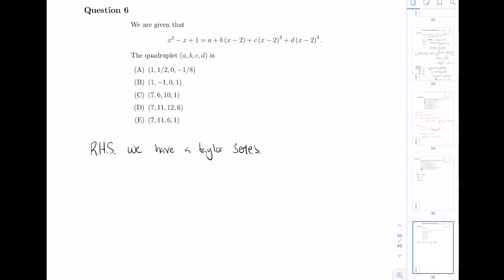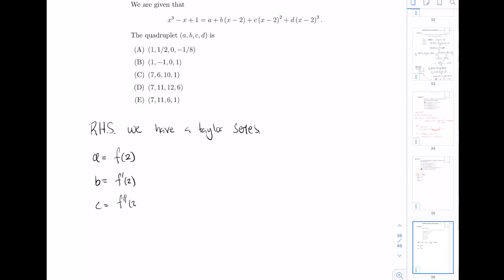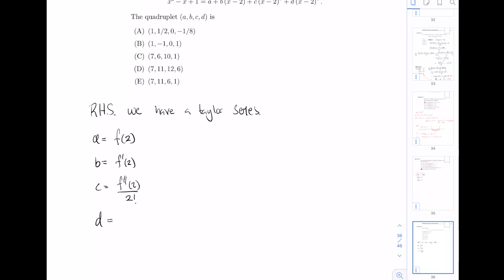So we're going to say that A is equal to f at 2. That's the constant term. Then B is equal to f prime at 2. Then we have C being equal to f double prime at 2 over 2 factorial, and D is equal to f triple prime at 2 over 3 factorial. Once we apply these, we should end up with the quadruplet. So we could go the long method, or you could go the short method, but here I'm trying to make this video as short as possible, which is technically impossible, but as short as possible.